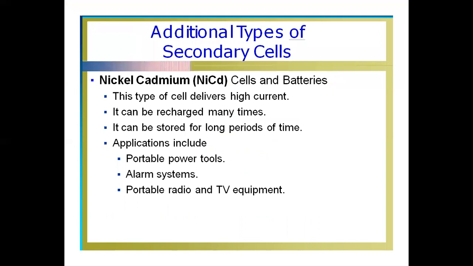So the nickel cadmium is one type of secondary cell. This type of cell delivers high current. It can be recharged many times, so that is the benefit of the nickel cadmium cell. It can be recharged a number of times and can be stored for long periods of time.